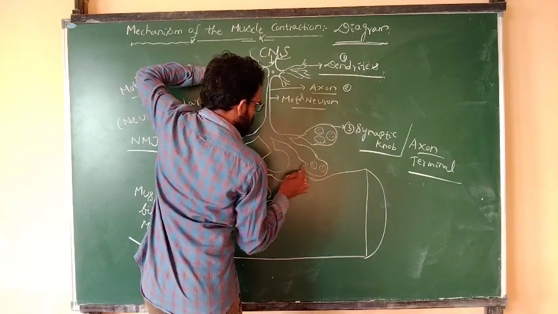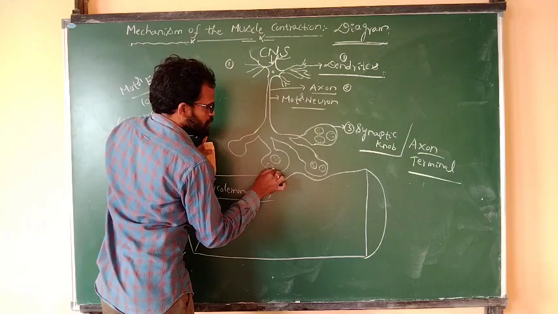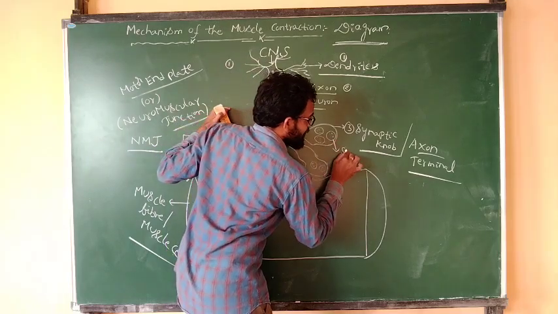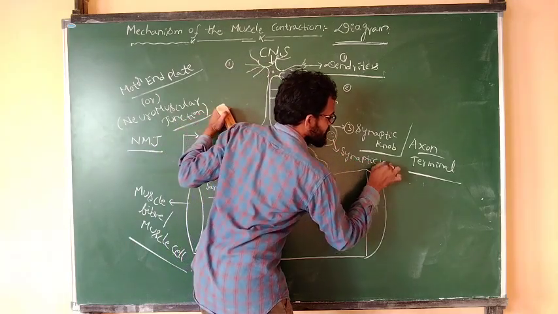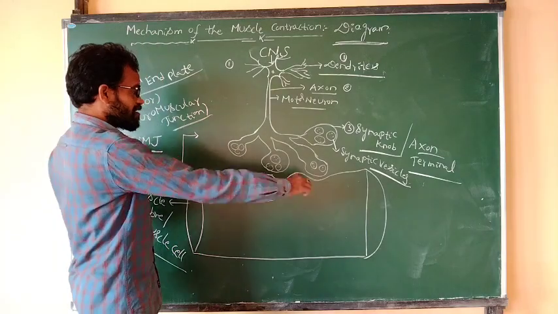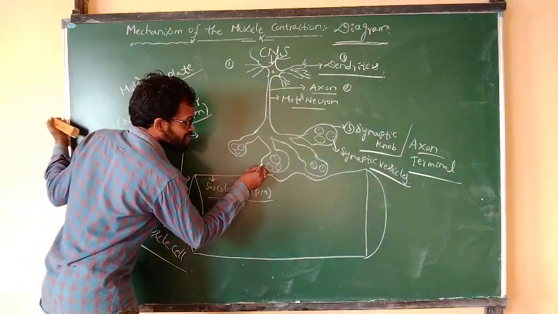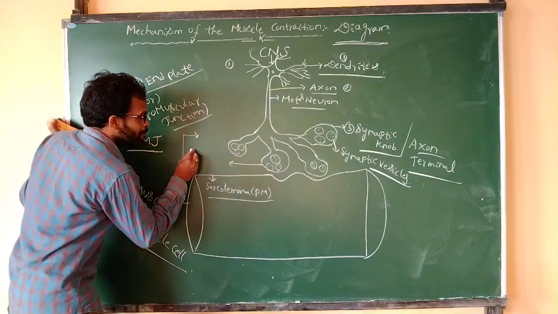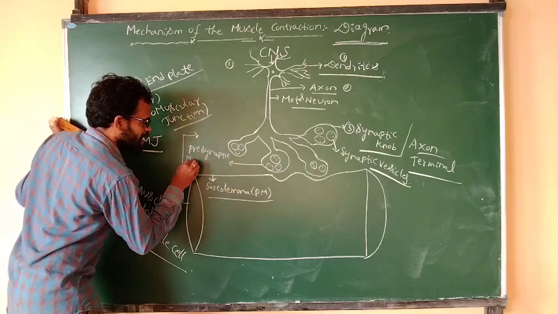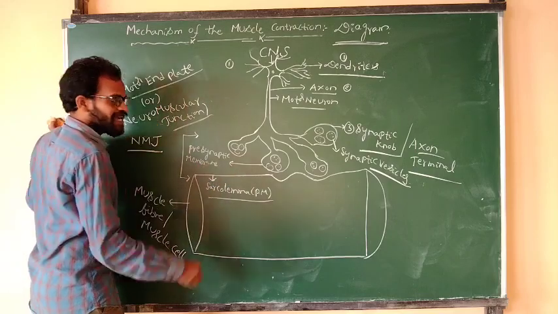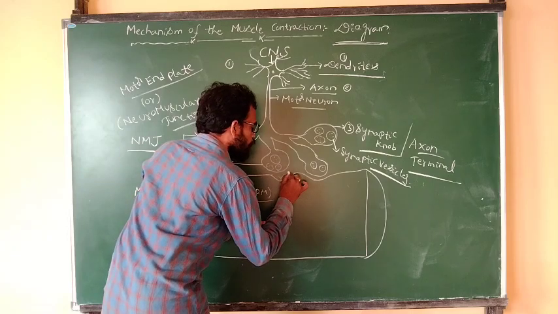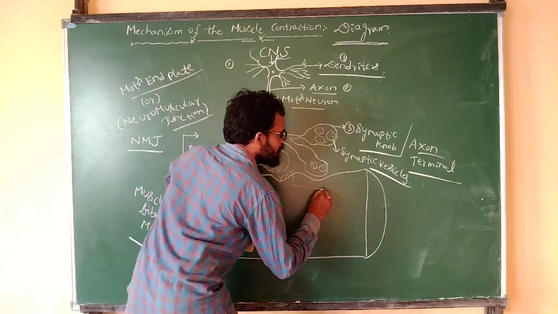synaptic vesicles. The synaptic nerves are filled with synaptic vesicles. Okay, this is the presynaptic membrane. And this is the postsynaptic membrane.